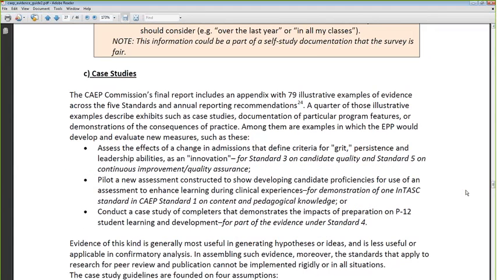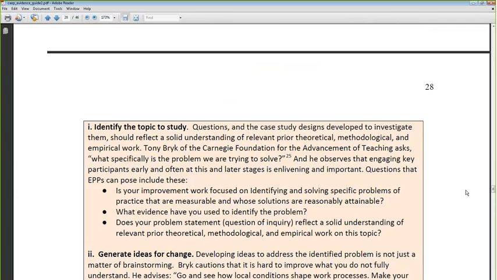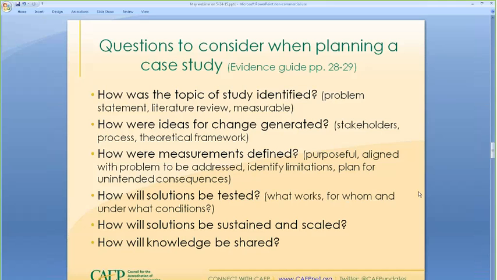And then on 28 and 29, this is where you get into some of the specifics about how CAPE is looking at case study and what are the kinds of questions that it would be expecting to be addressed. So I've synthesized that into these areas. Sort of how was your topic of study identified? Okay, they're going to expect here that there's some kind of a problem statement. Remember that the CAPE definition included that you've identified a problem of practice that you feel that a case study approach will help you to solve in some way. So there is the problem statement that you will be making.